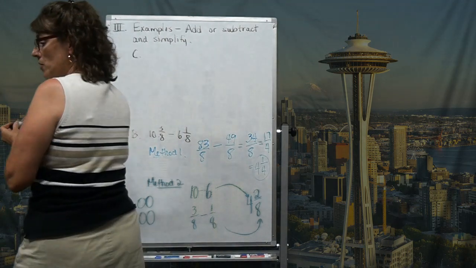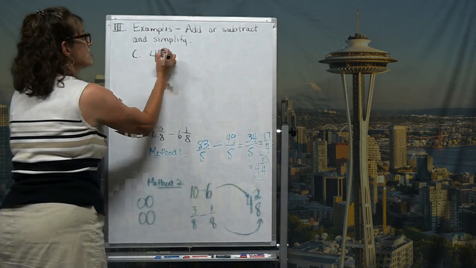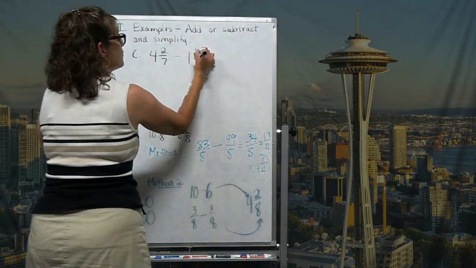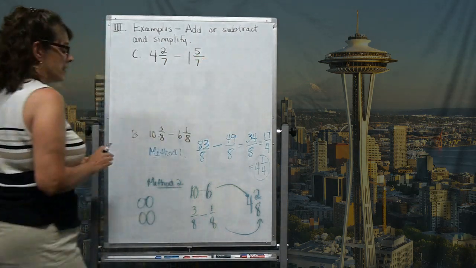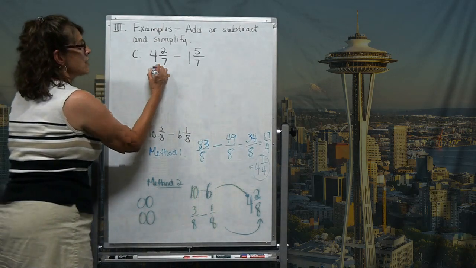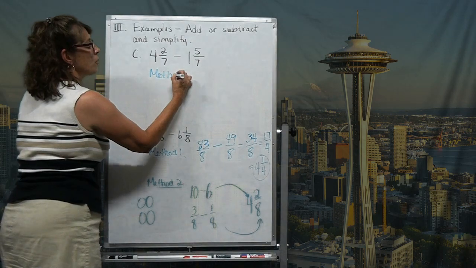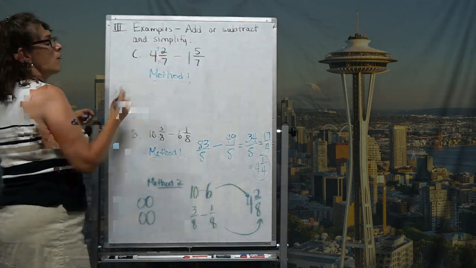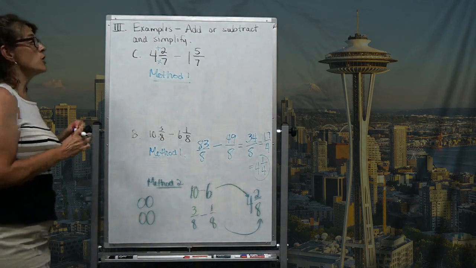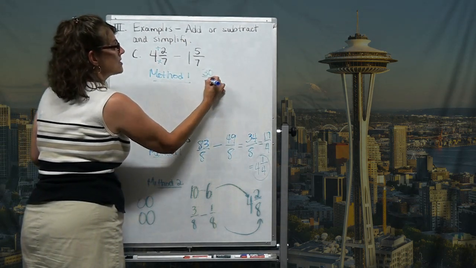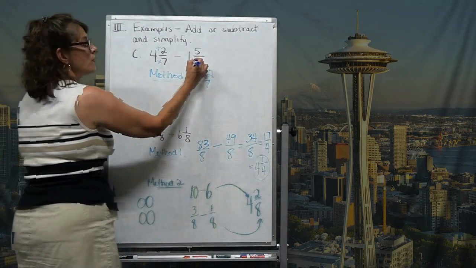This time what we're going to do is take 4 2/7 and subtract 1 5/7. Now, like I said before, method 1 says I'm going to convert these to improper fractions. So I'm going to multiply here and add here. 4 times 7 is 28. 28 and 2 is going to be 30. So I have 30/7.